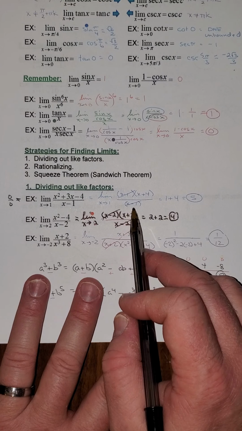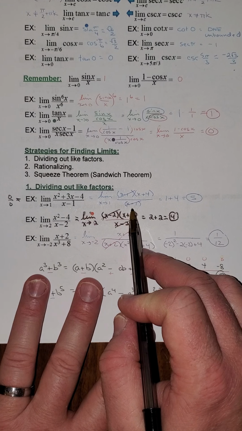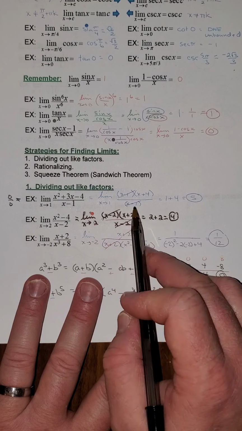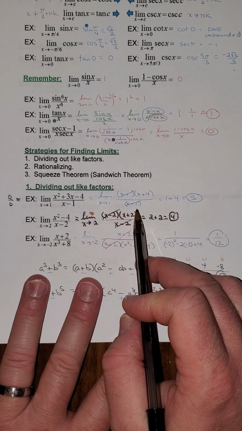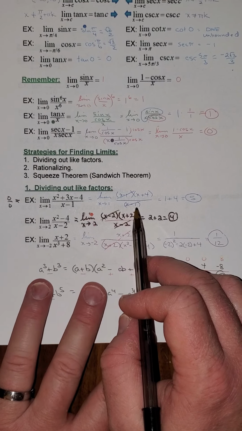And the x minus 1 on the top and the bottom are going to cancel, which is great for us. Because if I plug in 1, that's the 0 over 0 right there. That's what we're trying to do. We're trying to cancel out that 0 over 0. In fact, that's a big hint.